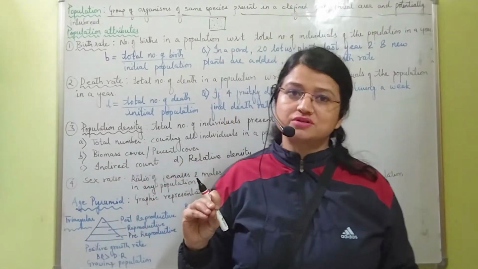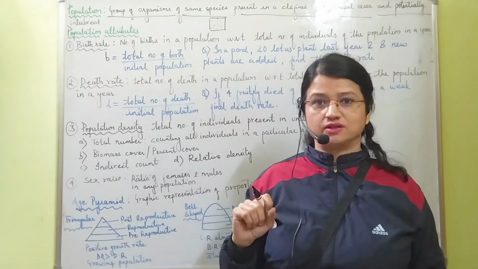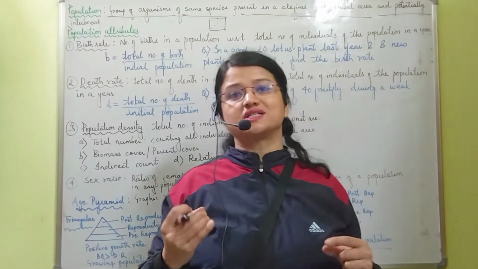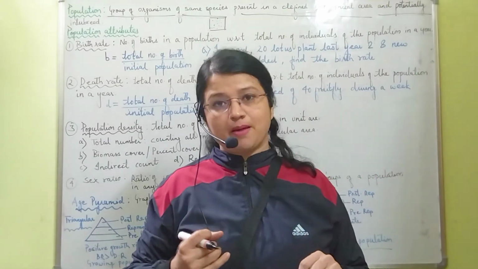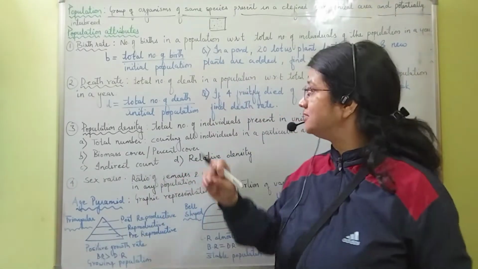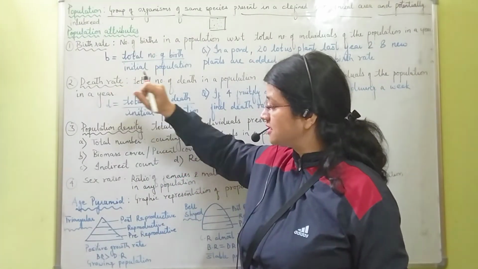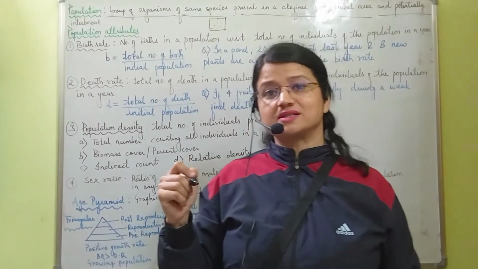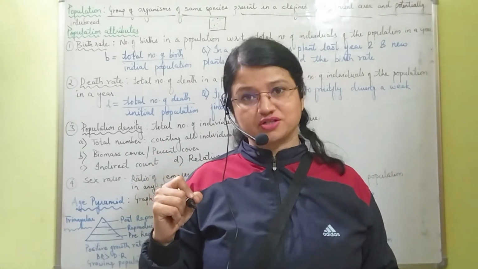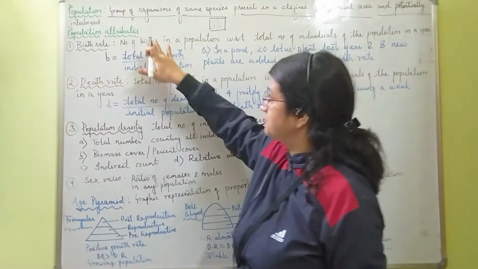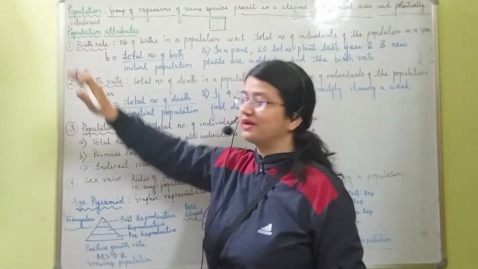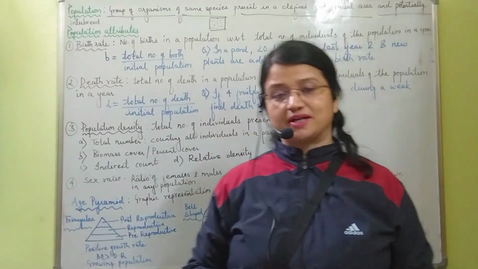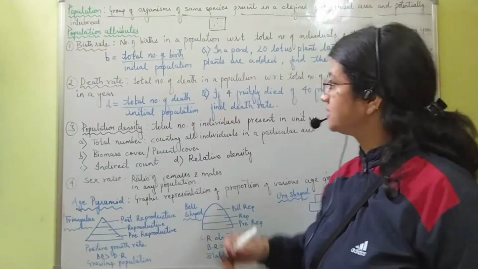We cannot use these terms for an individual. For an individual, we use the terms birth, death, but for a population, we use the terms birth rate, death rate, sex ratio. So, now we will discuss the characteristics of a population, or the population attributes. The very first one is birth rate. So, let's see what is birth rate.